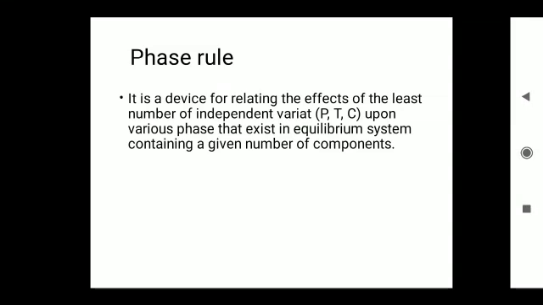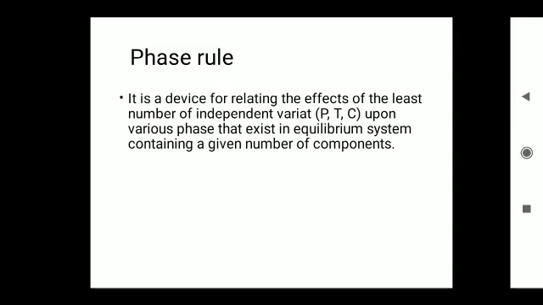J. Willard Gibbs expressed the relationship between the heterogeneous phases. This type of system is seen in liquids and liquids. The phase rule was expressed by J. Willard Gibbs. The phase rule is a device for relating the effect of the least number of independent variables, like pressure, temperature, and concentration, upon the various phases that exist in equilibrium systems containing a given number of components.